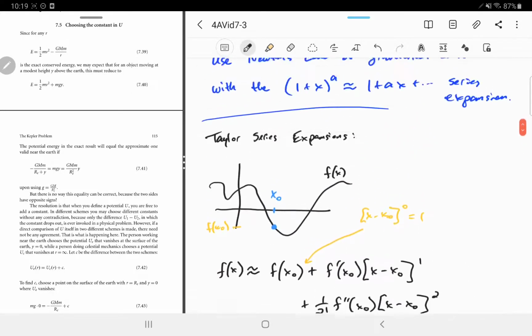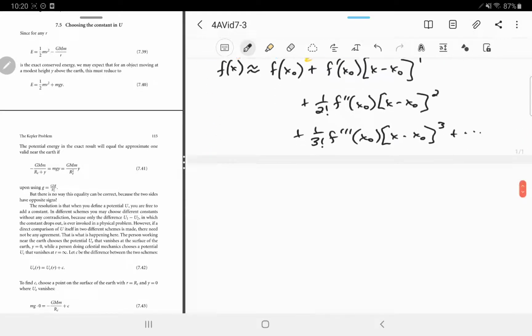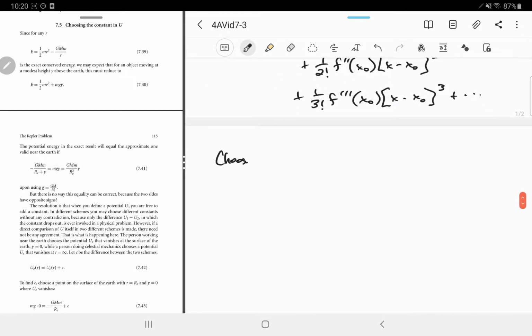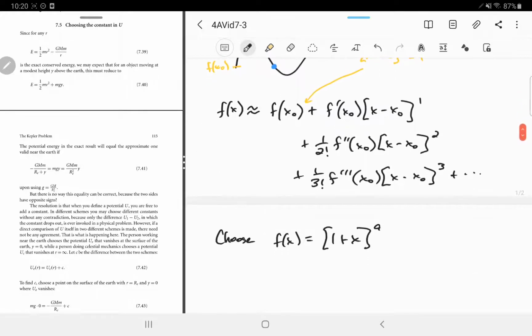So what we want to do now is apply this. So this is in general. This is totally general. But now we're going to apply it to a very special function that appears a lot. So this one's in general, but now we're going to choose f of x equal to 1 plus x to the a power. So a is just some constant. So we're keeping this pretty general.